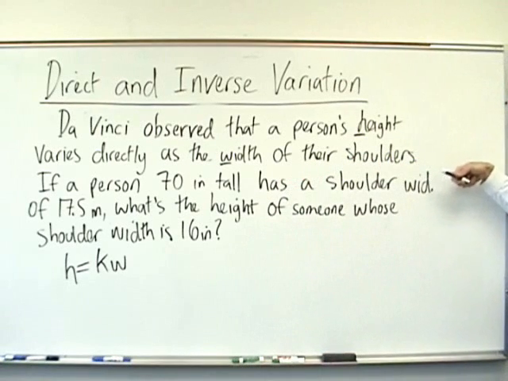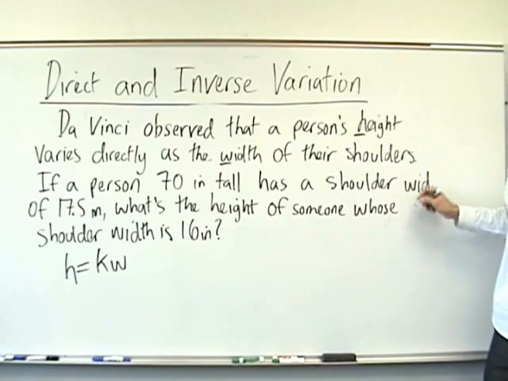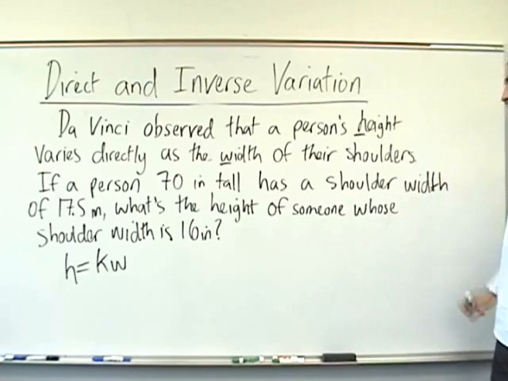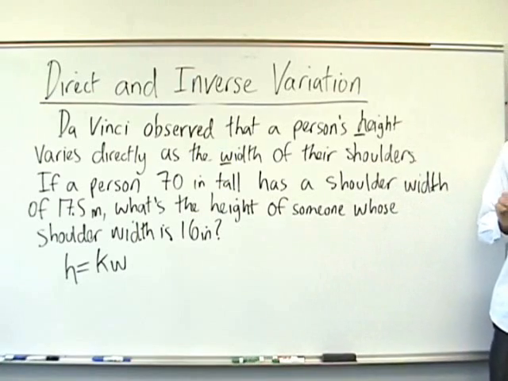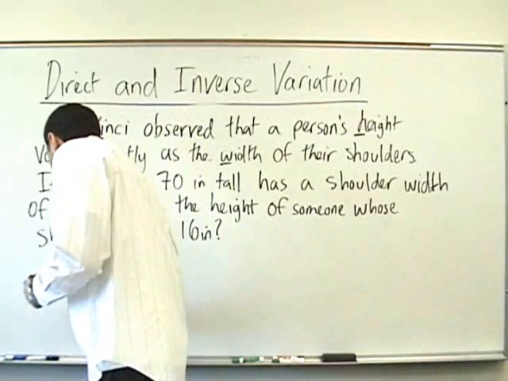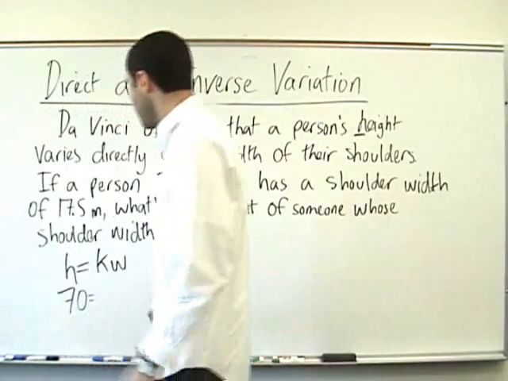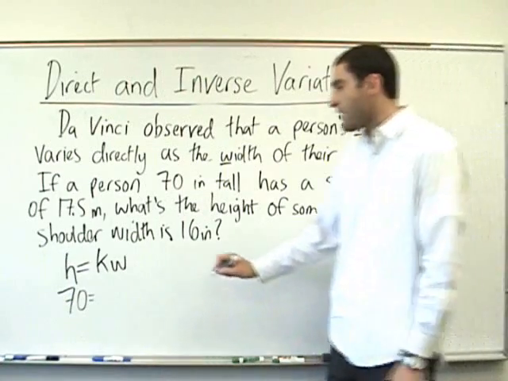Next sentence: if a person is 70 inches tall, that's their height, and has a shoulder width of 17.5 inches. Stop there. So 70 inches tall, where does that go? H. Good. 70 equals K times 17.5.